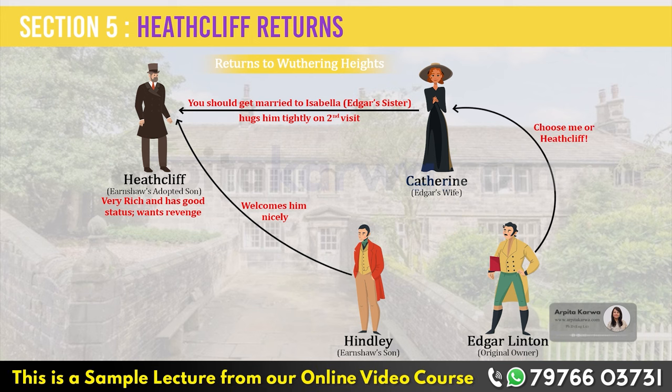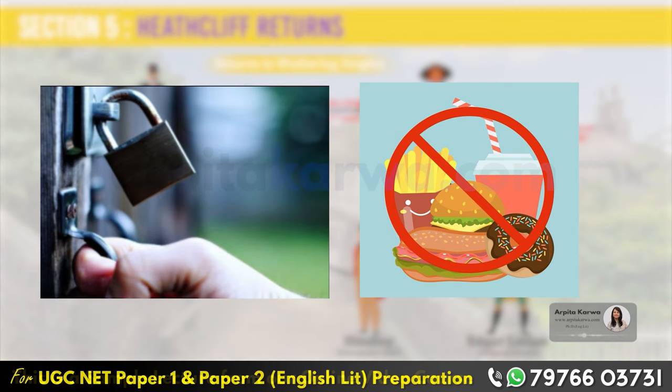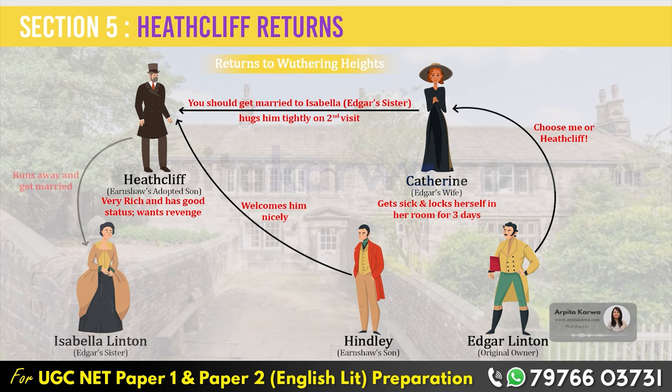Either choose Heathcliff or choose Edgar. Catherine got very upset over this. She locked herself in a room for 3 days and did not eat anything. On the third day, Catherine got so sick that she thought she'd die. On the same night, Heathcliff and Isabella ran away and got married.